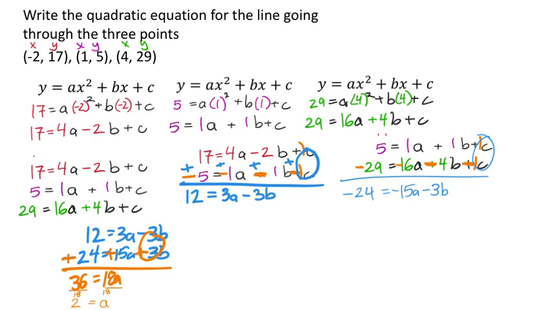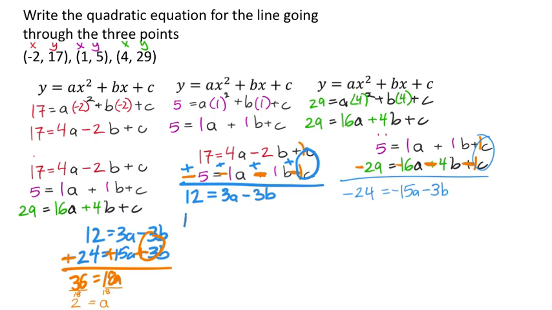Now a is 2, and we have so many equations to work with. We have 1, 2, 3, 4, 5 equations that we can work with to solve for either b or c. I know from these 2 equations that it's going to be easier to solve for b because now I have an a value to plug in. And it doesn't matter which one I choose. I choose the one on the left because it has smaller values.